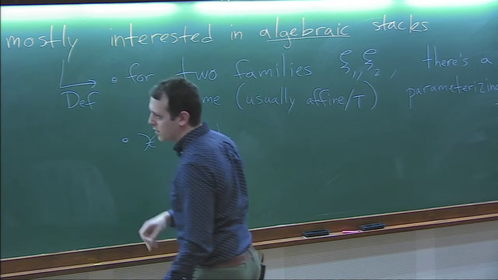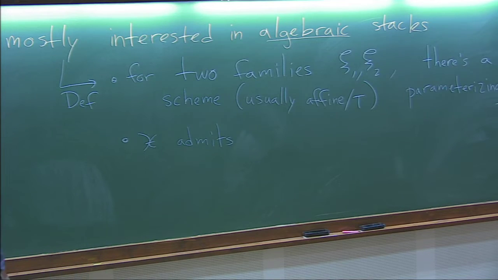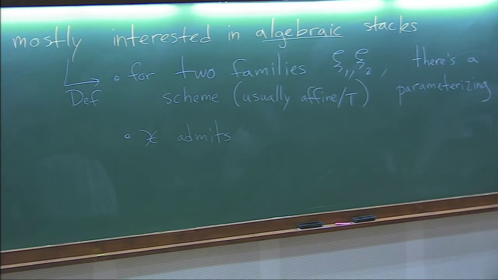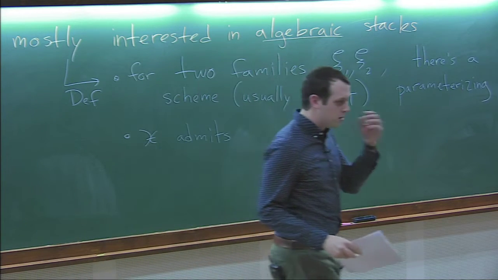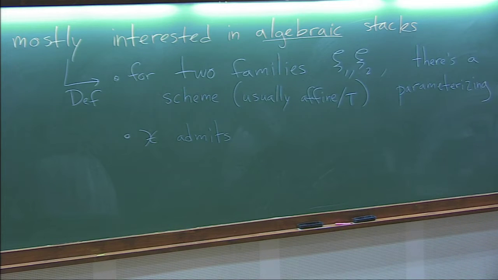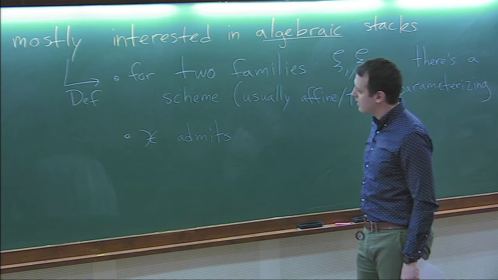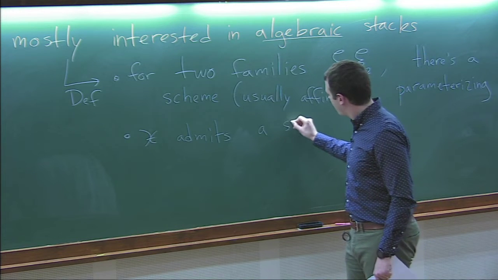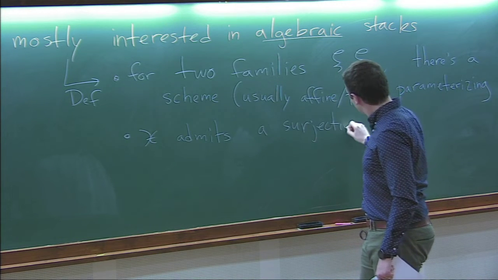Okay, and the more important one is that X admits a surjection from a scheme. Oh, I forgot to say as well, the moduli problem should be a functor, but it should also satisfy a locality principle. In other words, it shouldn't just be a presheaf of groupoids, it should be a sheaf of groupoids. So I should say that this should be a sheaf. You should be able to glue families from families on a covering, if you have an open cover or an étale cover, given certain descent data. Okay, so X admits a surjection from a scheme.